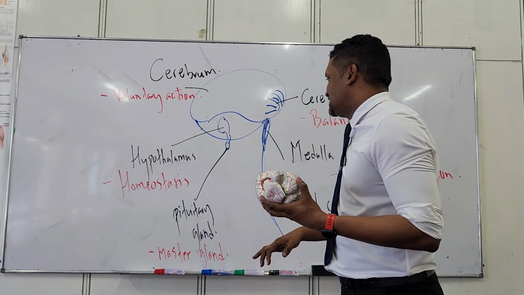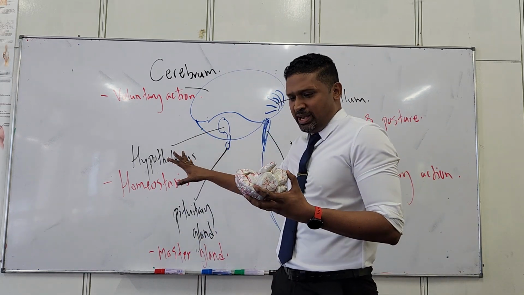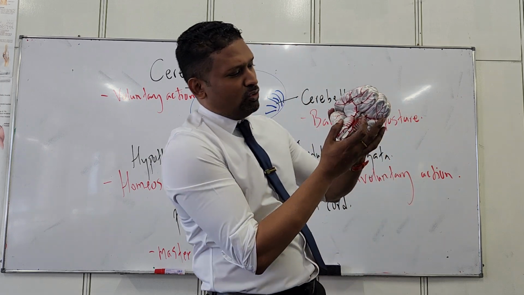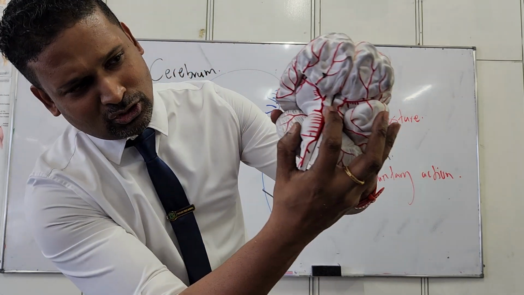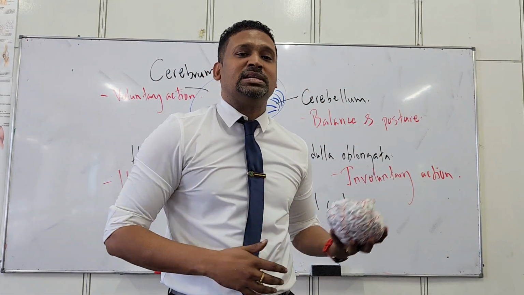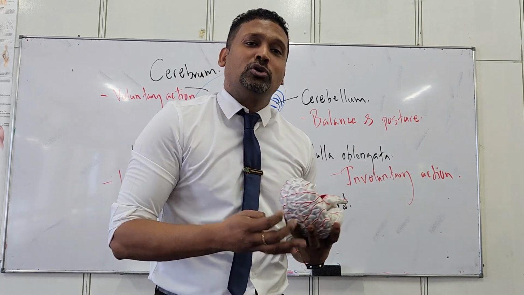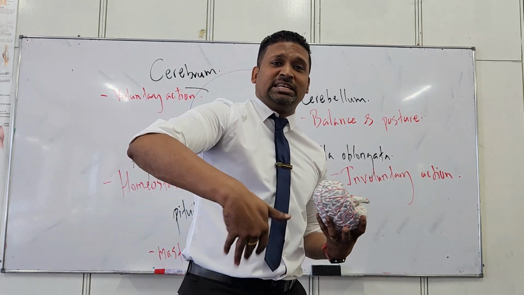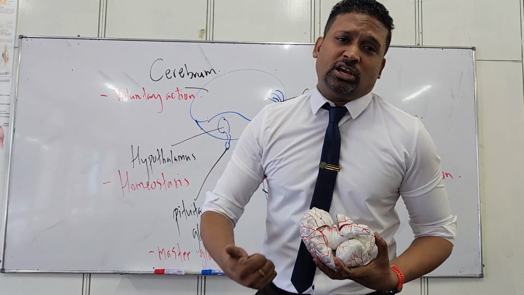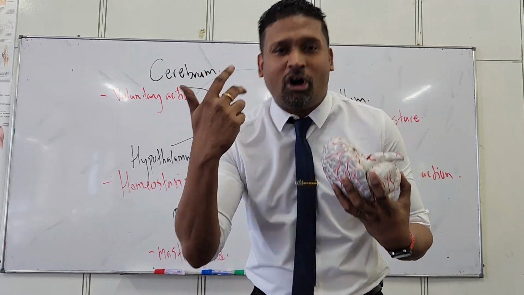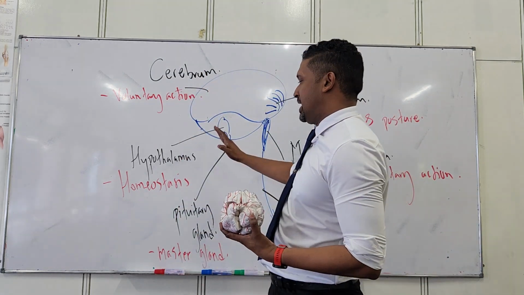Alright, then next, the hypothalamus is a part of the brain. It's more inwards, so I must go in a little bit more inside here. So this is the hypothalamus. The hypothalamus does what you call homeostasis. What is homeostasis? Regulation of the internal environment. Your pH regulation, your glucose regulation, your water regulation, all that is controlled by the hypothalamus.